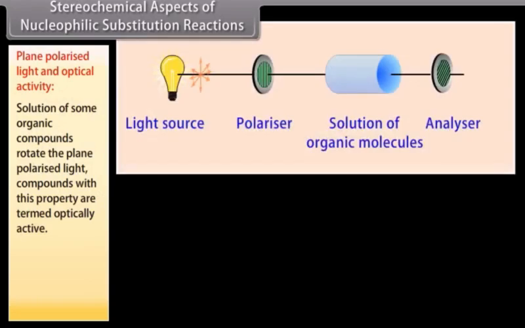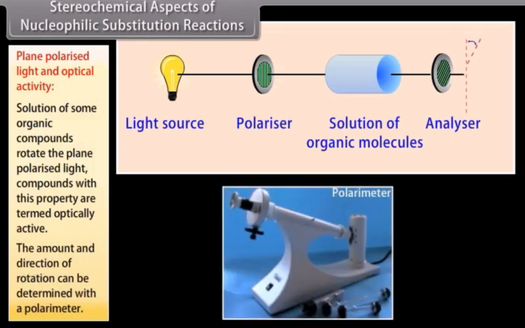Stereochemical aspects of nucleophilic substitution reactions. Plane polarized light and optical activity. Solutions of some organic compounds rotate the plane polarized light. Compounds with this property are termed optically active. The amount and direction of rotation can be determined with a polarimeter.